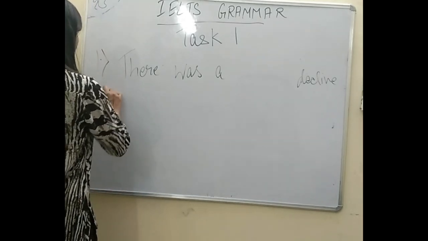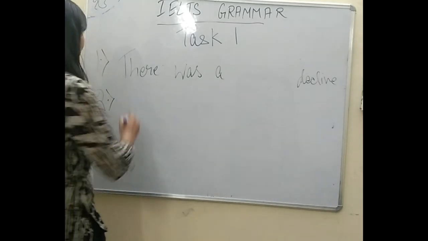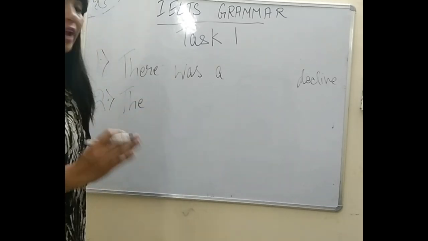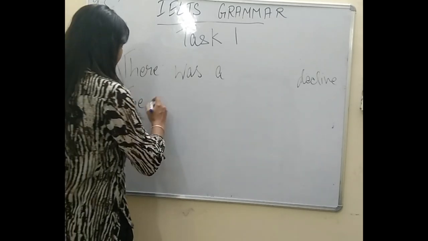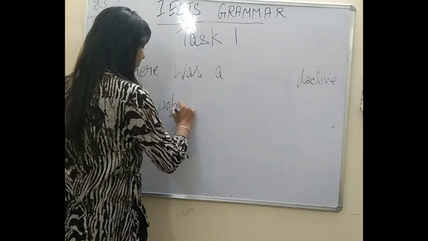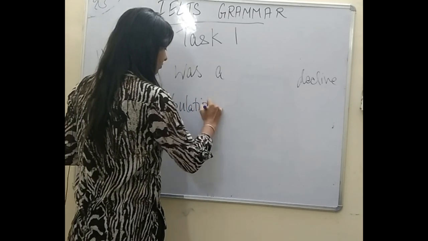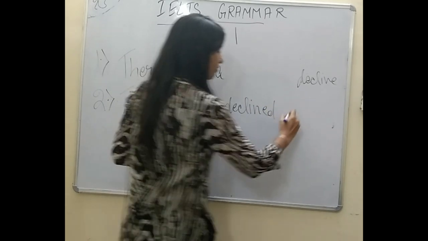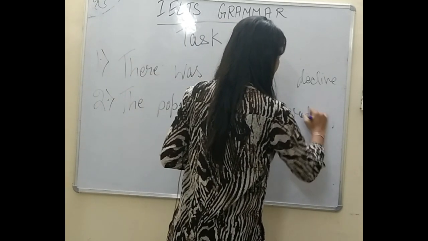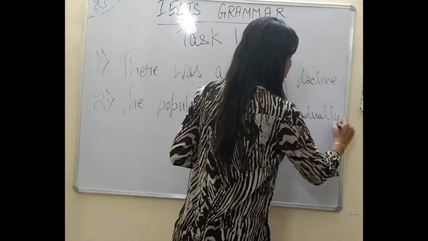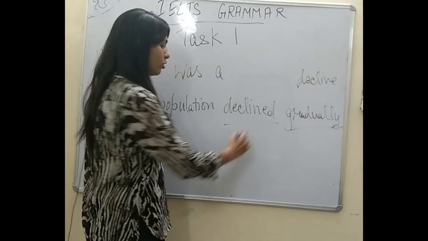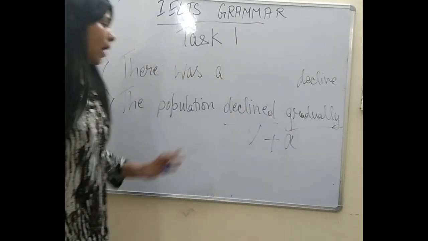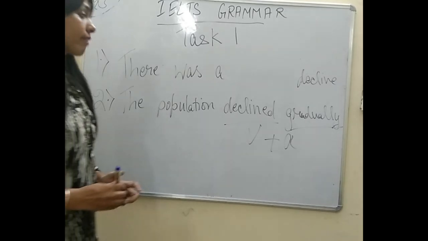The second mistake they commit is regarding adverbs. Now what is an adverb? The population declined gradually. Now gradually is an adverb and this is a verb. So the adverb should always come after the verb. This is the grammar rule.